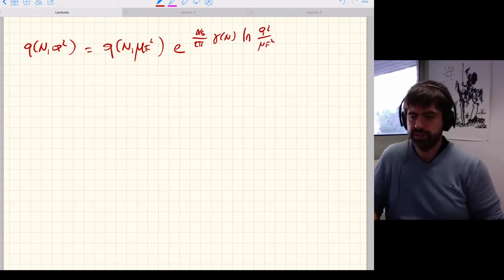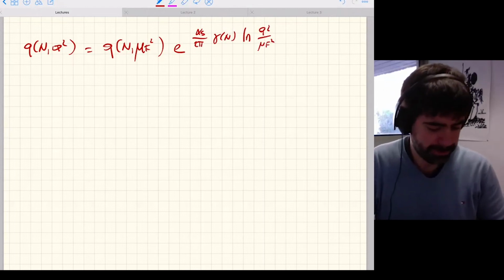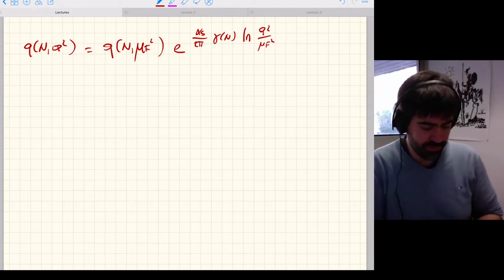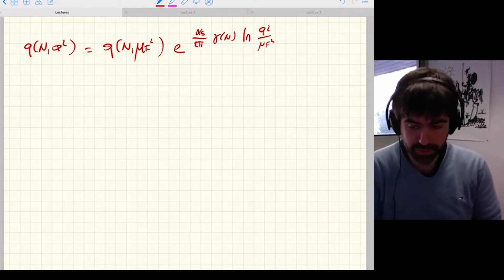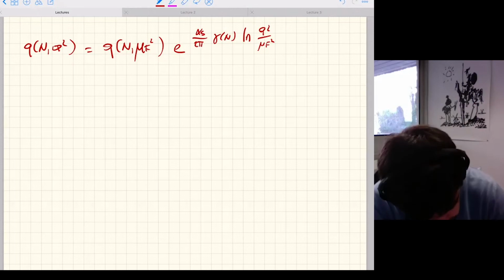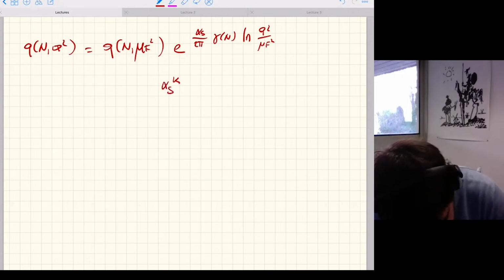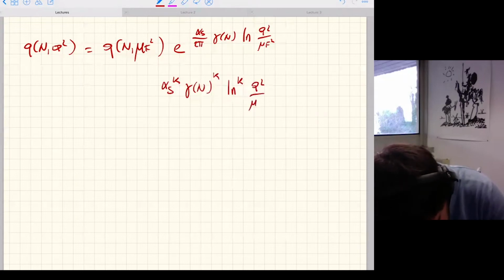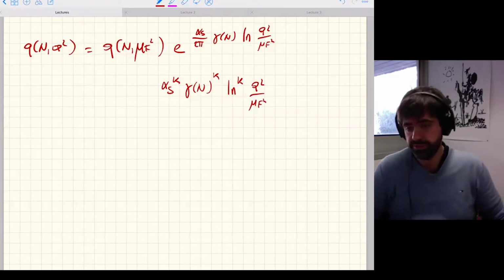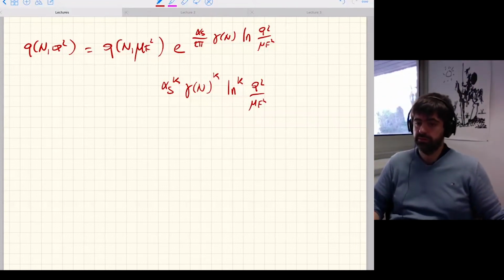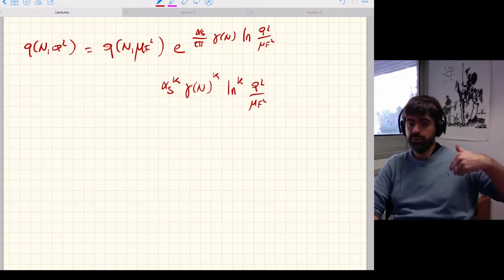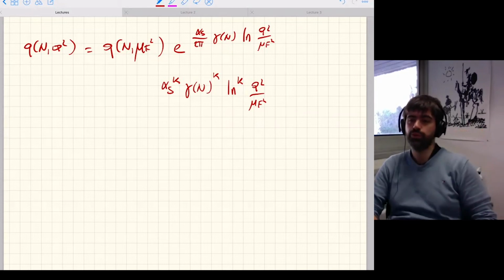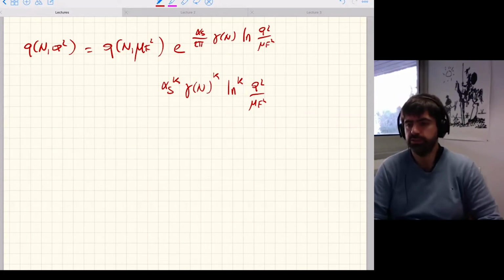And you see, and that's really why I stop here, that indeed the solution, by evolving the PDF from mu f to q square, you are resumming, so you are accounting for, in perturbation theory, all the contributions of the type alpha s to the k, gamma n to the k, log to the k, q square over mu square, through all orders in perturbation theory. Okay, so by solving the DGLAP evolution, we are resumming all collinear logs to all orders in perturbation theory.